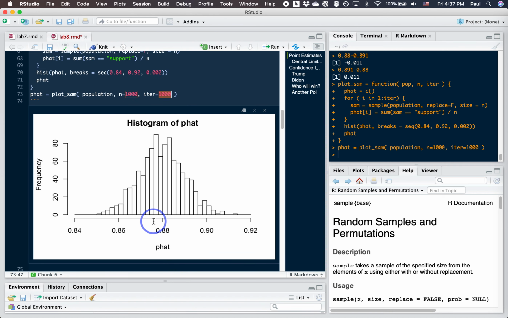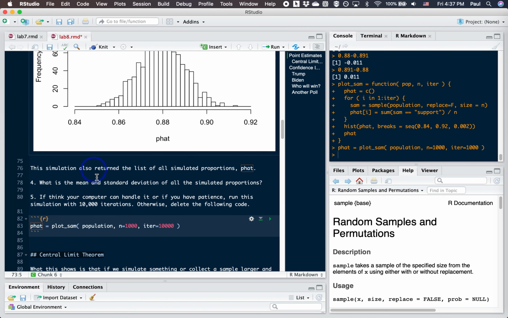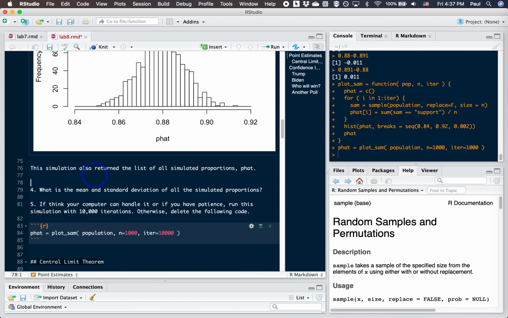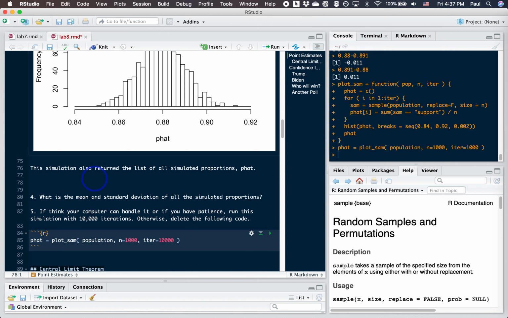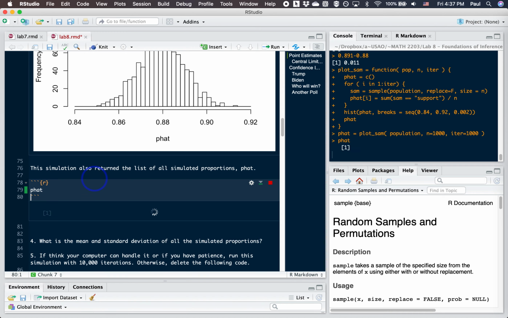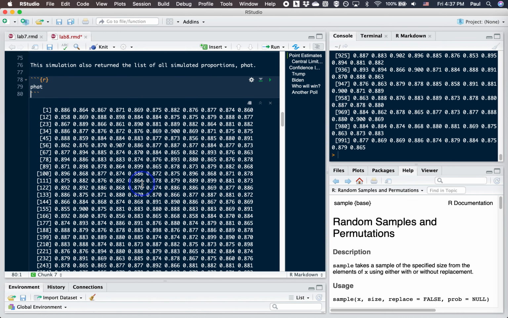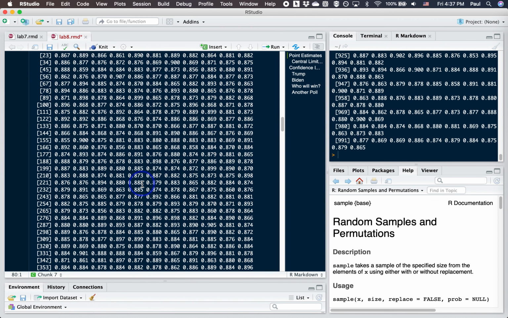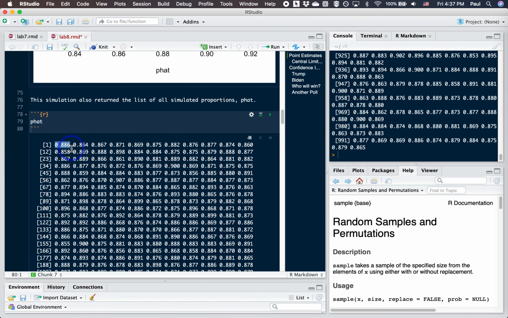Oh yeah, so this simulation I ran also gave me, let me insert a code chunk here if it lets me. P hat is all the different values that I simulated, all the different sample proportions. So the first one said 0.886 proportion of the people were in favor of solar energy. The next one said 0.864. Do this 1,000 times. Well, what's the mean of that? That's kind of useful.